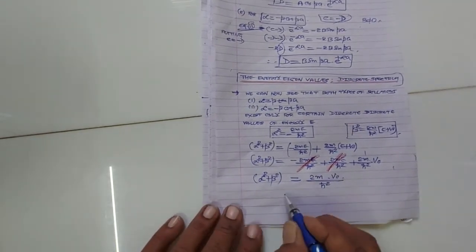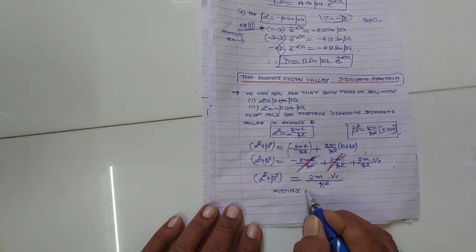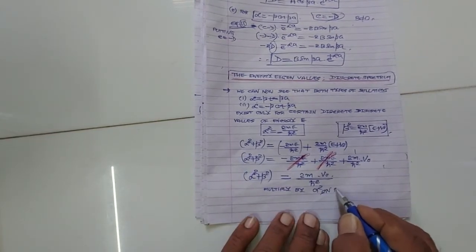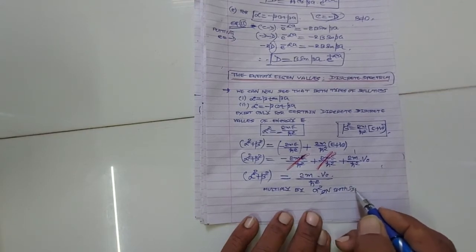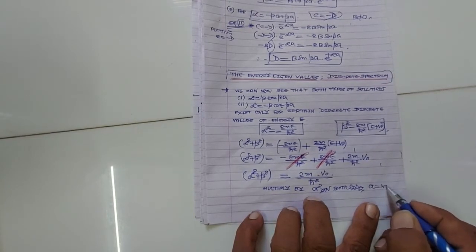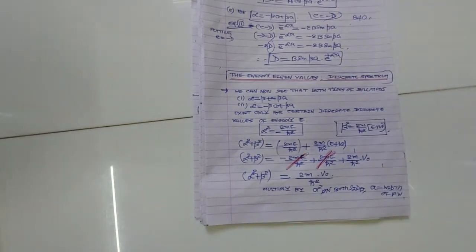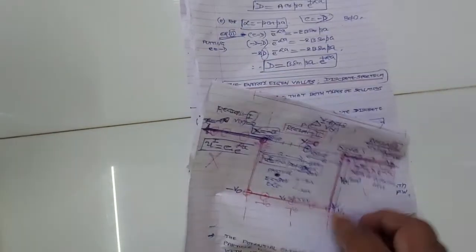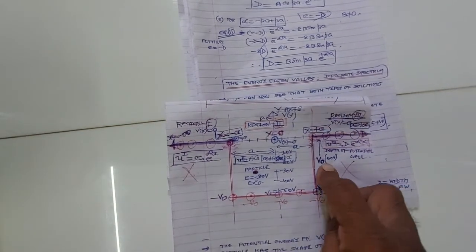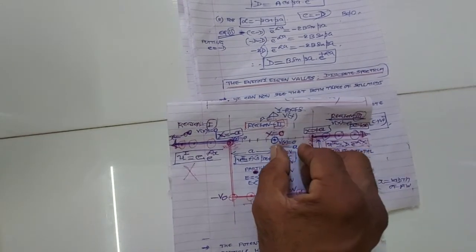Now I multiply both sides by a square. What is a? You know, it is the width of the potential well. This V0 is the depth of the potential well, and a is the width of the potential well.